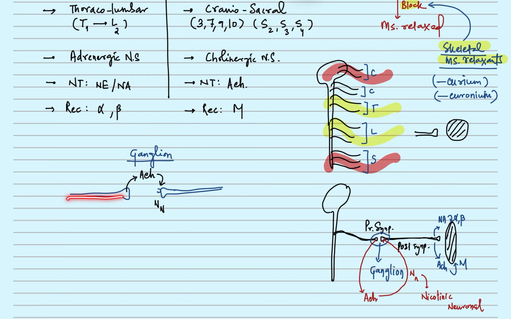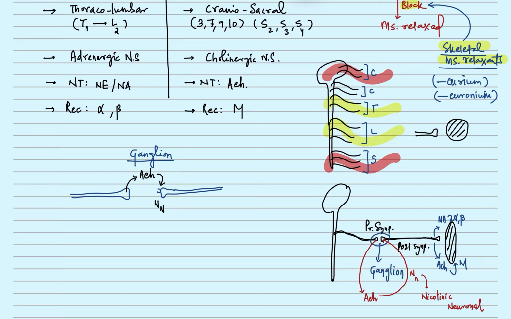Now the presynaptic neuron will release a neurotransmitter, which is acetylcholine, irrespective of the sympathetic and parasympathetic nervous system, and the acetylcholine will work upon the N type of receptor present on the postsynaptic neuron, and the transmission will happen. So that's all about the introduction to the autonomic nervous system.